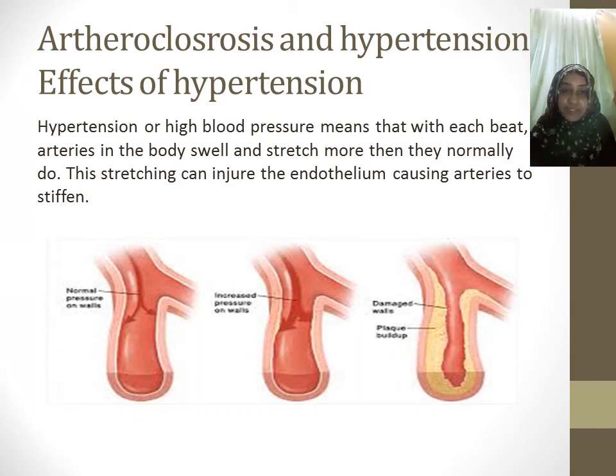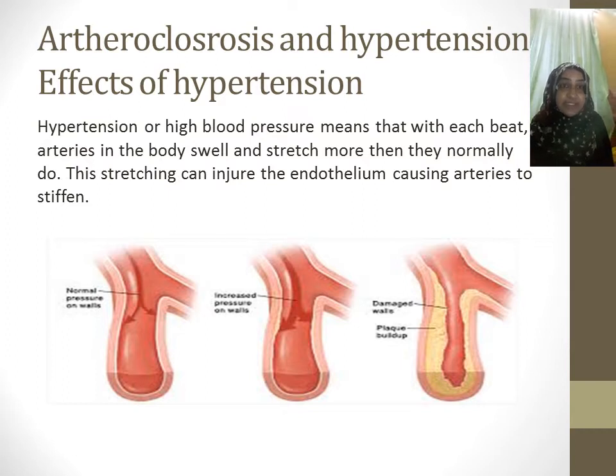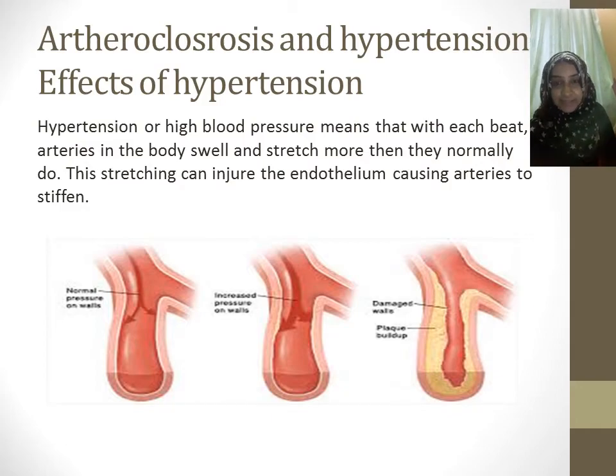So, hypertension or high blood pressure means that with each heartbeat, arteries in the body swell and stretch more than they normally do. This stretching of the arteries can injure the endothelium, causing arteries to stiffen, and that contributes to atherosclerosis.